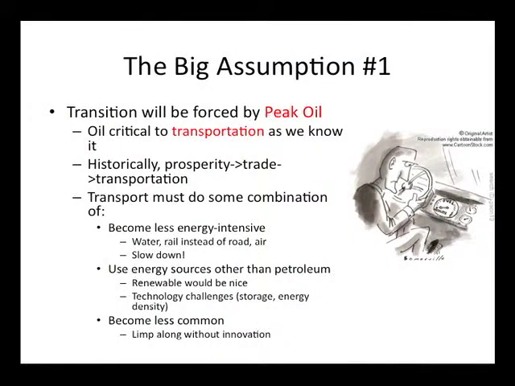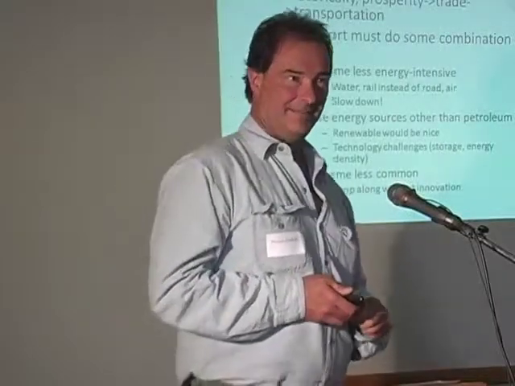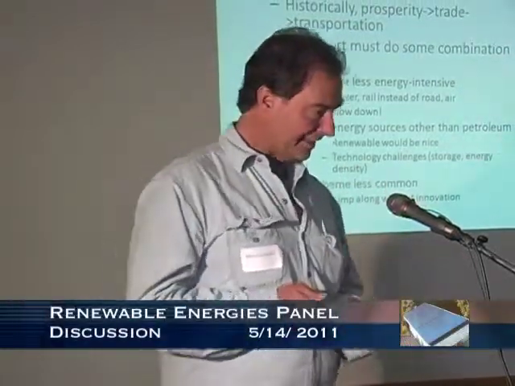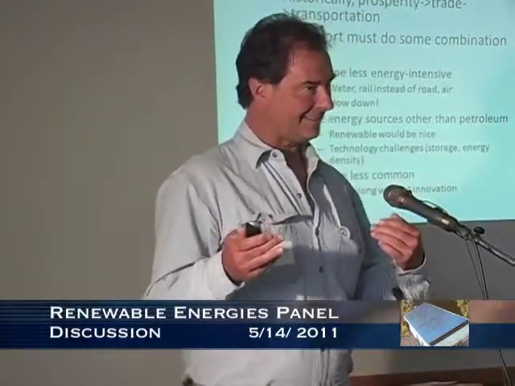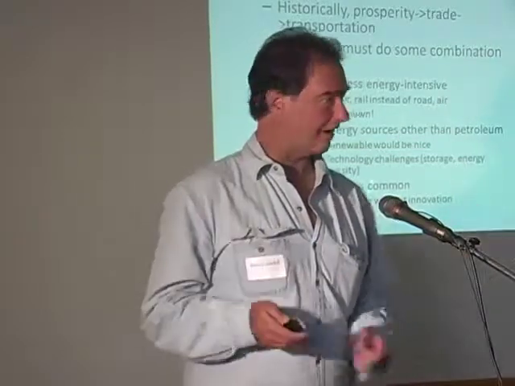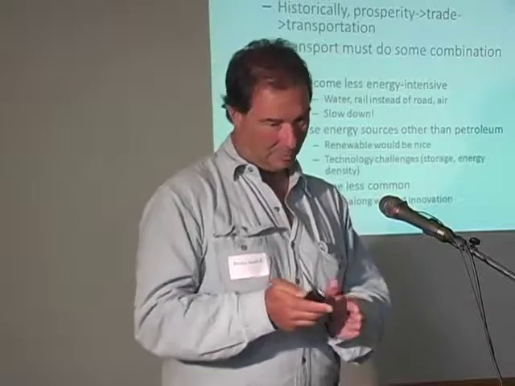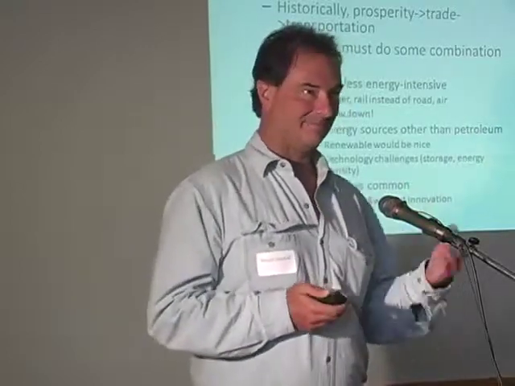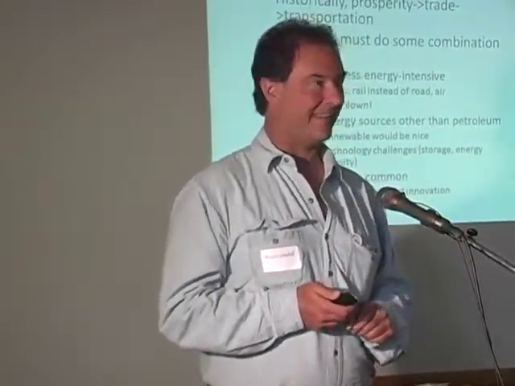Transport must do some combination of things. Use less of it, become less energy intensive. Water and rail use a lot less energy per unit of stuff moved than road and air. Those are kind of 19th century modes of transportation. Will we go back to using things like that? Another thing is slow down. If you take a trip from A to B and do it twice as fast, it doesn't use twice as much energy. It uses four times as much energy. It goes as the square of how fast you go. Actually, the power required goes as the cube, but the trip takes half as long, so 8 divided by 2 gives you 4. The take home is that going fast consumes a lot of energy.